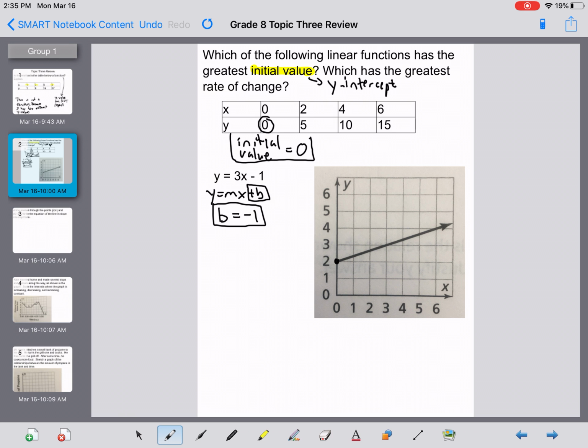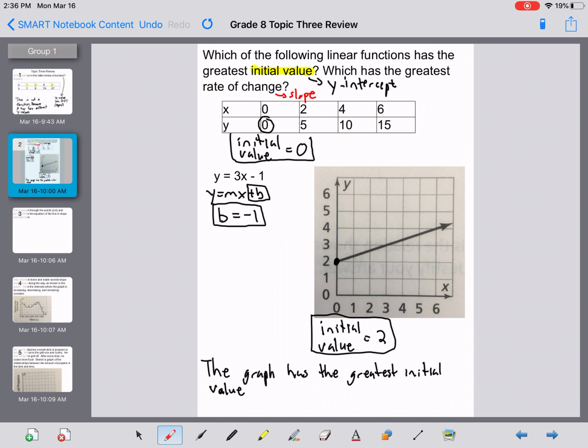Now I'm going to see which one has my greatest rate of change. The rate of change just means the slope. To find the slope for a table, I need to see how the x is changing and how the y is changing. My x is going by +2. My y is going by +5. So my rate of change is how the y changes over how the x changes. So it's 5/2. And when I simplify that, it becomes 2.5. So my rate of change for my table is 2.5.